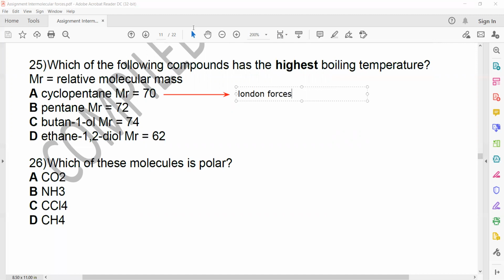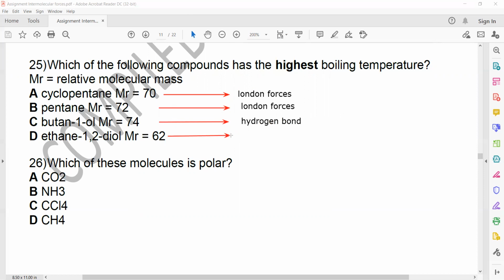For pentane, it will also have dipole-induced dipole or London forces. Butan-1-ol, because the OH group is there. I'm talking about the major forces. It will have dipole-induced dipole force as well, but the major force is a hydrogen bond. And ethane-1,2-diol, the major will be hydrogen bonding.